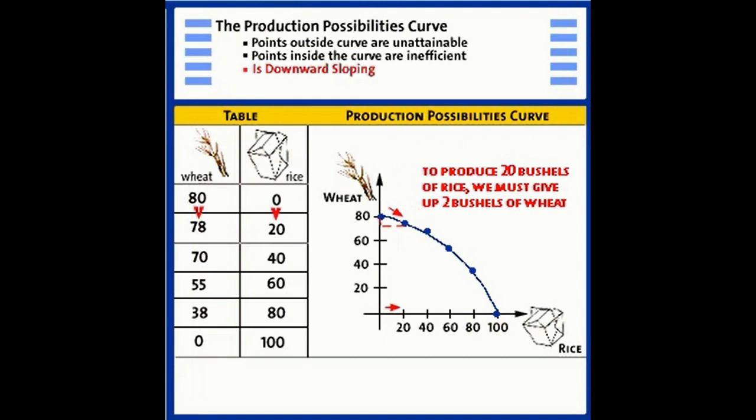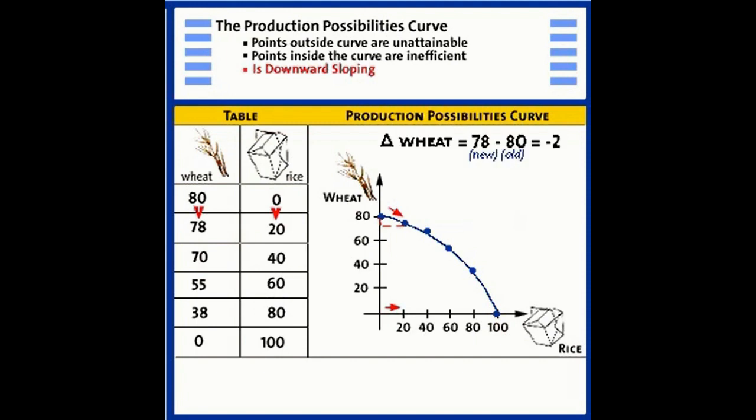First, let's calculate the change in wheat production. The change in wheat production is the new quantity of 78 minus the old quantity of 80 for a change in wheat production of -2, a loss of 2 bushels. The rice production is 20 minus the old quantity of 0, so the change in rice production is 20 bushels. 20 minus 0 equals 20.